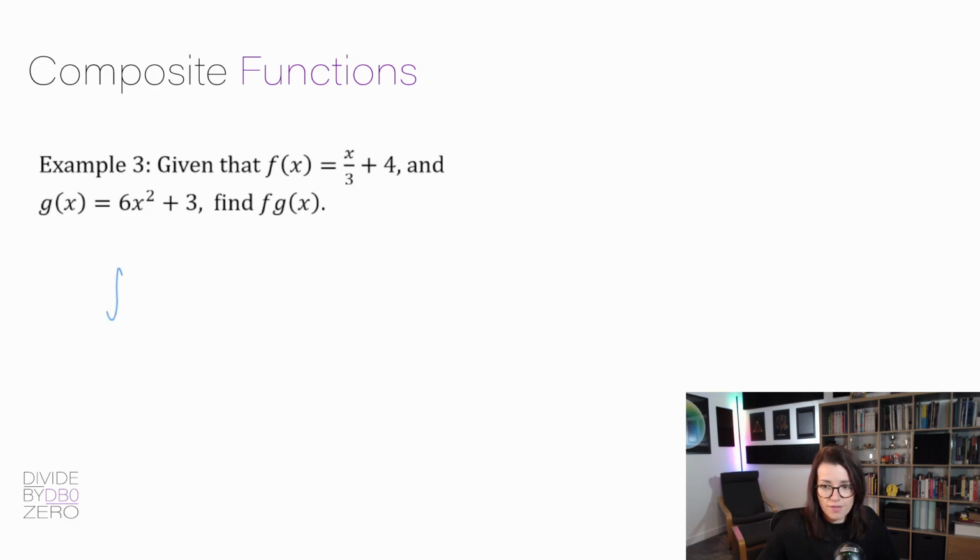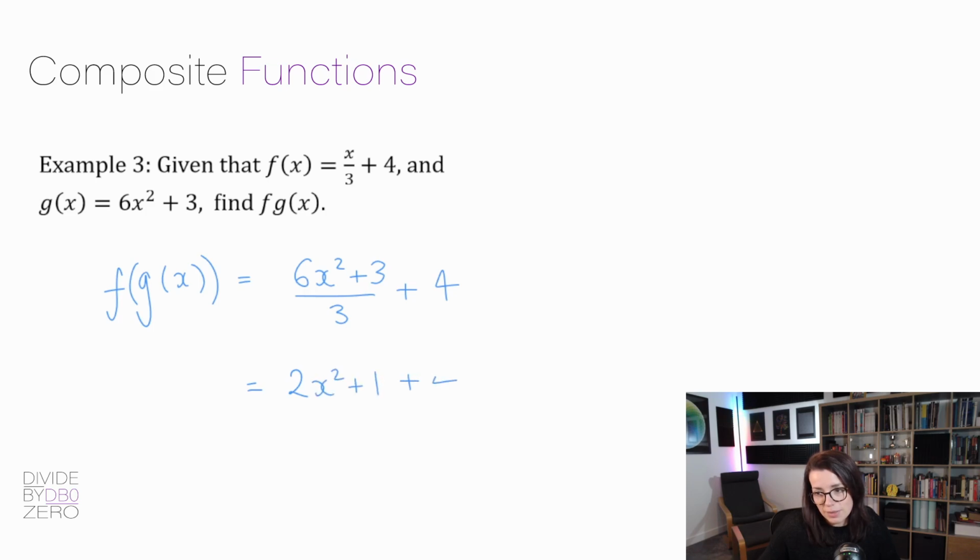And they want f of g of x. So sticking our brackets in there, we're going to take g of x and put it into f of x. So that's going to look like 6x squared plus 3 over 3, plus 4. That looks messy, so let's see if we can tidy it up. We can divide each of those things by 3, which would give 2x squared plus 1, and then the plus 4 on the end. Tidying that up gives 2x squared plus 5.